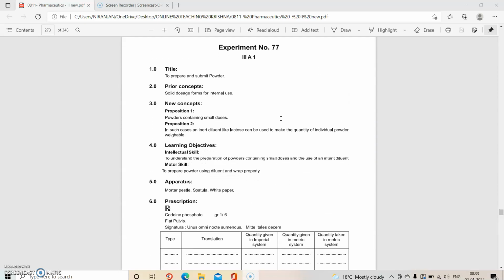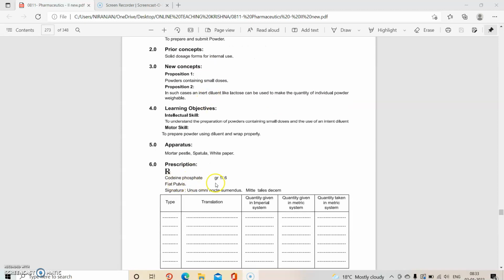Now 77 number experiment, to prepare and submit powder C. Here the prescription is codeine phosphate 1/6 grain. Fiat pulvis means powder. Signatura unus omni nocte sumendus. Omni nocte means every night, sumendus to be taken, unus means 1. 1 powder to be taken every night. Mitte tales decem. Send such 12 powders.